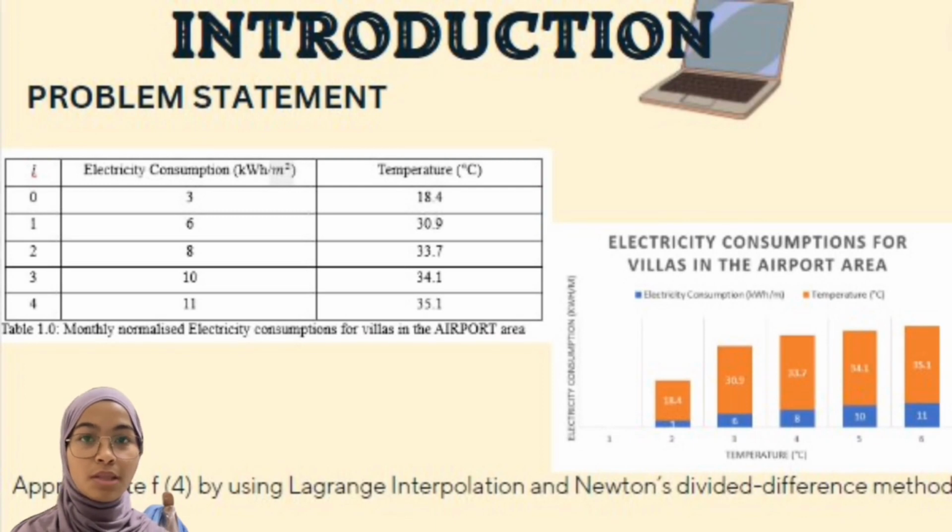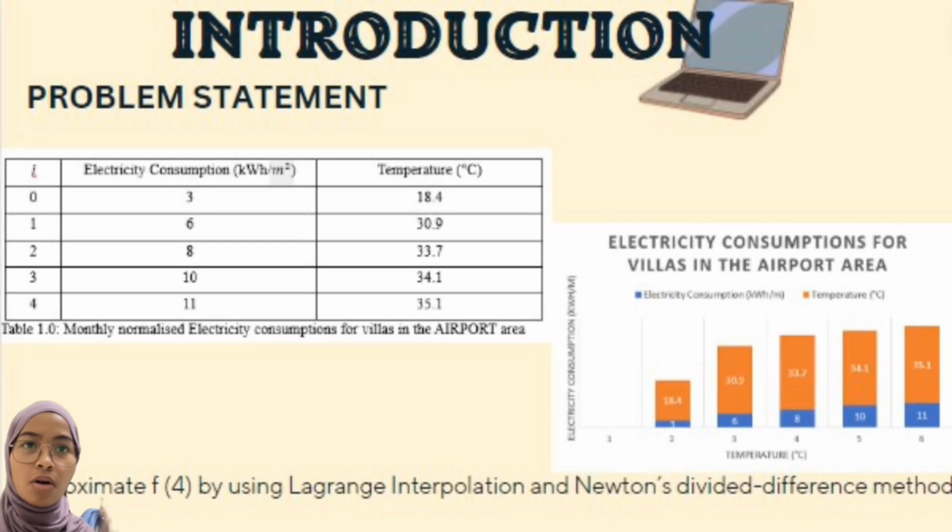Next is the problem statement. For Table 1.0, which is monthly normalized electricity consumption for villas in the airport area, we can see in the table we have intervals 0, 1, 2, 3, 4 and electricity consumption in kilowatt per meter, which is 3, 6, 8, 10 and 11, and the temperature 18.4, 30.9, 33.7, 34.1 and 35.5. And the next figure is the graph for electricity consumption for villas in the airport area.